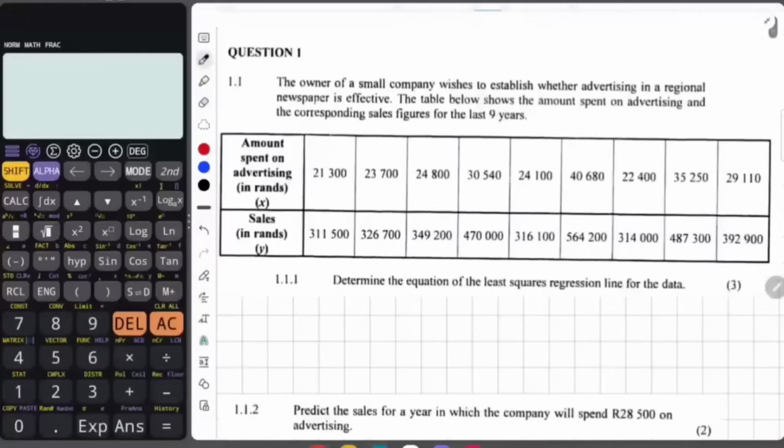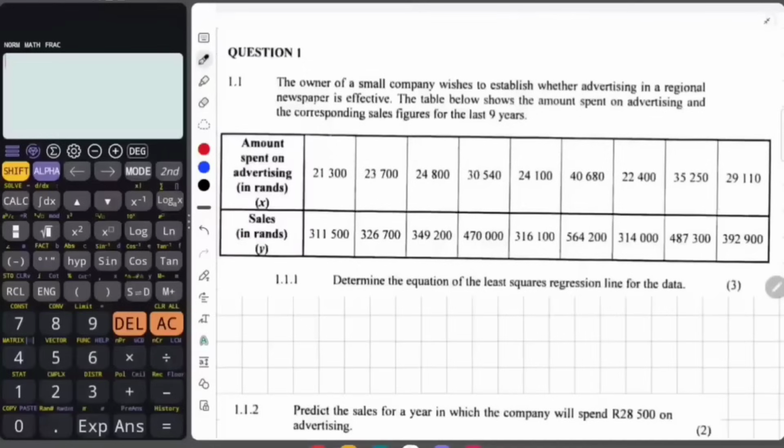Okay, so question 1 says 1.1. The owner of a small company wishes to establish whether advertising in a regional newspaper is effective. The table below shows the amount spent on advertising and the corresponding sales figures for the last 9 years. So there's a small company that keeps advertising in a newspaper, and this is the amount they keep spending throughout all the years. So this is the first year, second, all the way to 9 years. And then this is the sales that they are making.